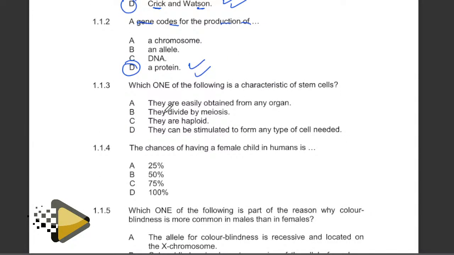Then they're saying, which one of the following is a characteristic of stem cells? We talked about stem cells yesterday, and we said that stem cells have the ability to change into other organs. So let's look at that point. They are easily obtained from any organ? No. They're saying that because we saw the sources, divided by meiosis? No. They are haploid? No. Then they can be stimulated to form any other type of cell needed. Correct. So basically it is D.